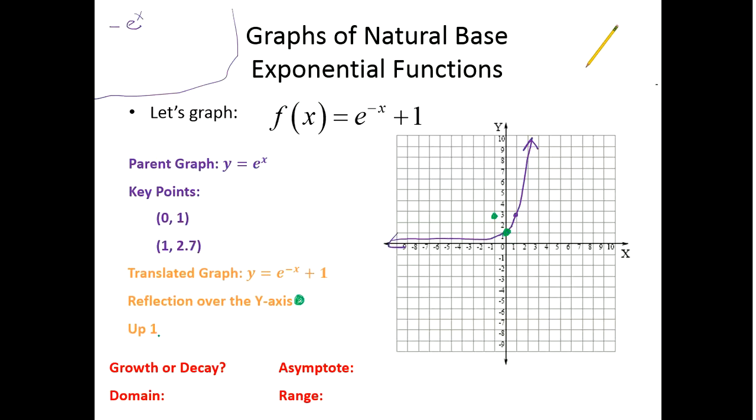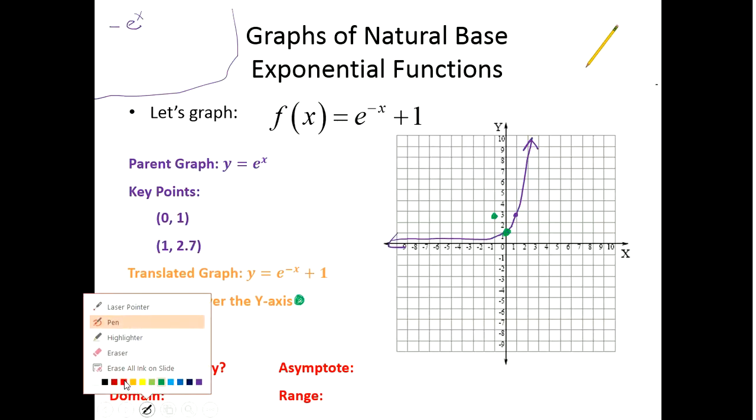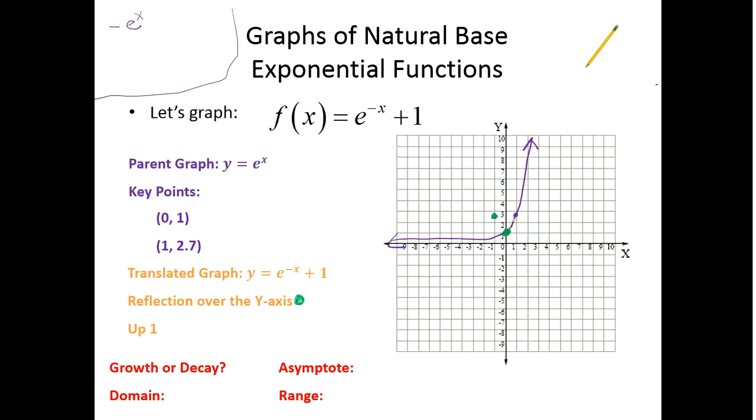Now, I need to do that up one bit. So let's go ahead and change color again. I changed to orange. So I'm going to go up one with this dot and up one with this dot. There we go. Now, guys, if you remember, just like when we did our growth and decay, when I moved up, that changed my asymptote. So now my asymptote is going to be at y equals 1, because that is how we moved up.